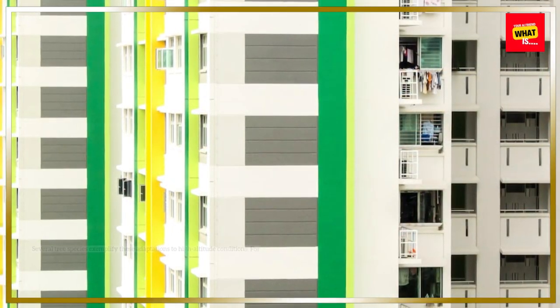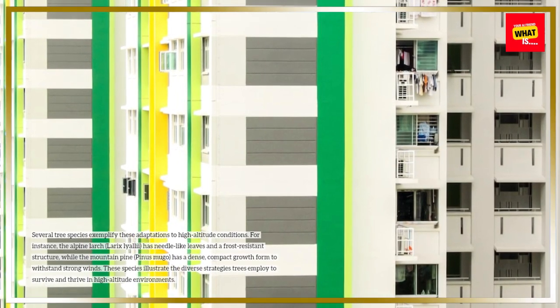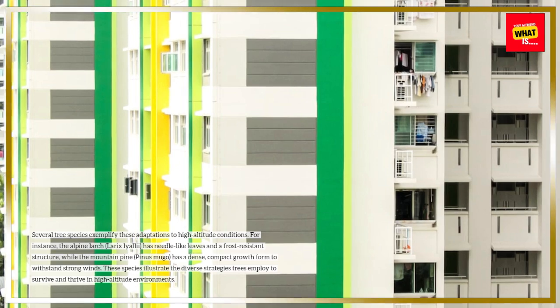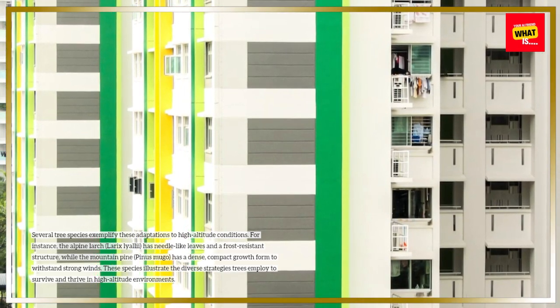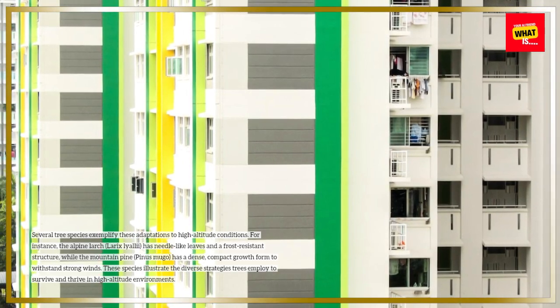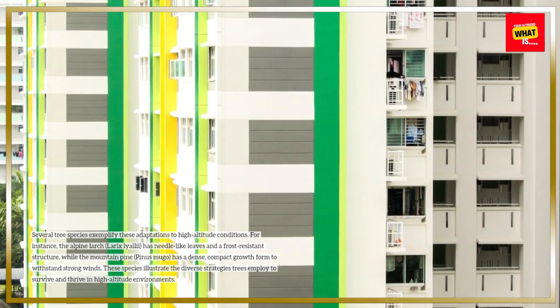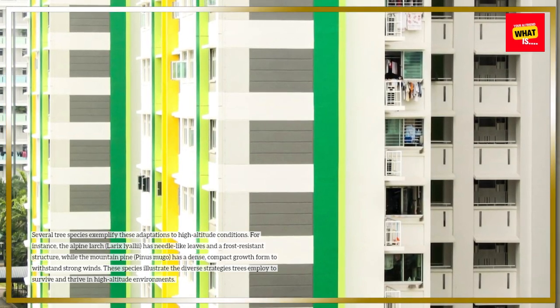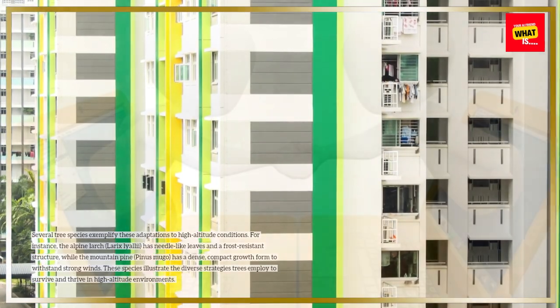Adaptation examples. Several tree species exemplify these adaptations to high-altitude conditions. For instance, the alpine larch, Larix lyallii, has needle-like leaves and a frost-resistant structure, while the mountain pine, Pinus mugo, has a dense, compact growth form to withstand strong winds. These species illustrate the diverse strategies trees employ to survive and thrive in high-altitude environments.